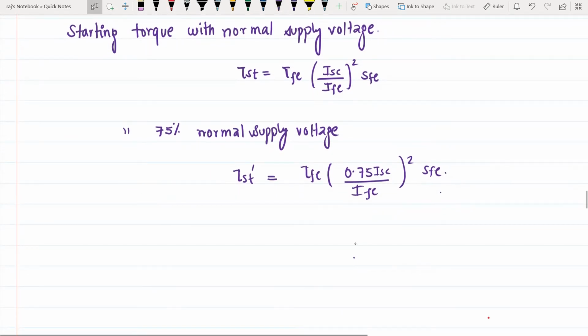So what we are going to get is tau st dash is equal to 0.5625 tau st. Okay. So now again follow the same procedure: subtract final minus initial by initial, and then you will get the percentage reduction in the torque.